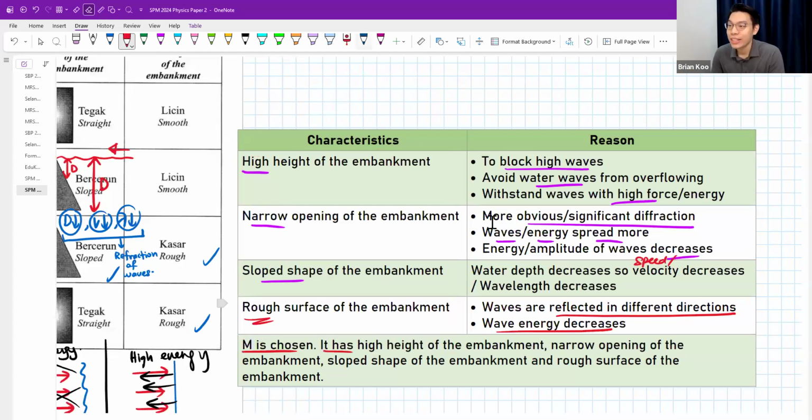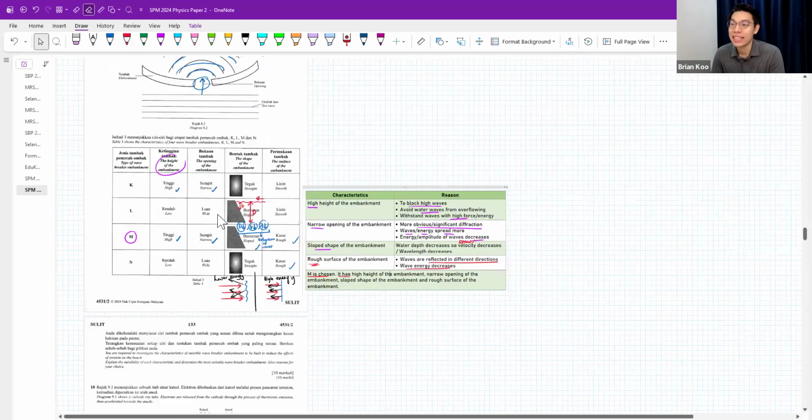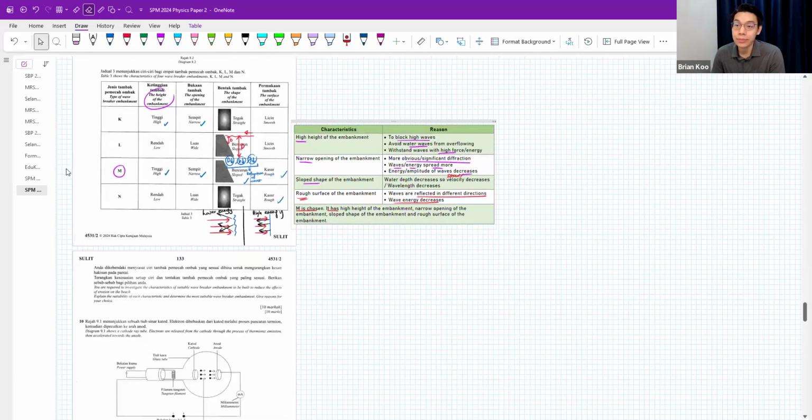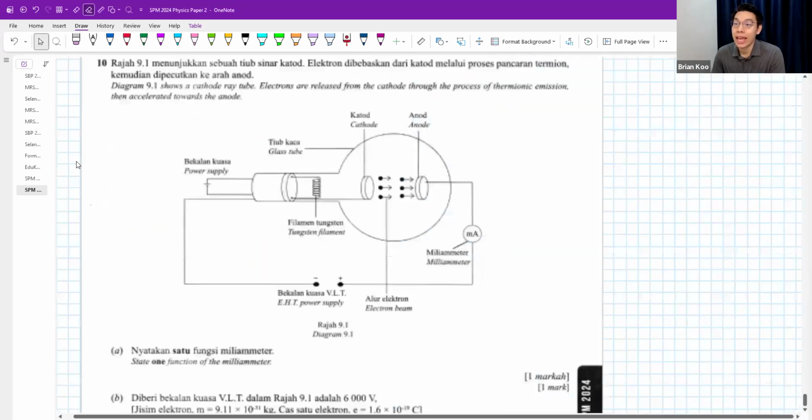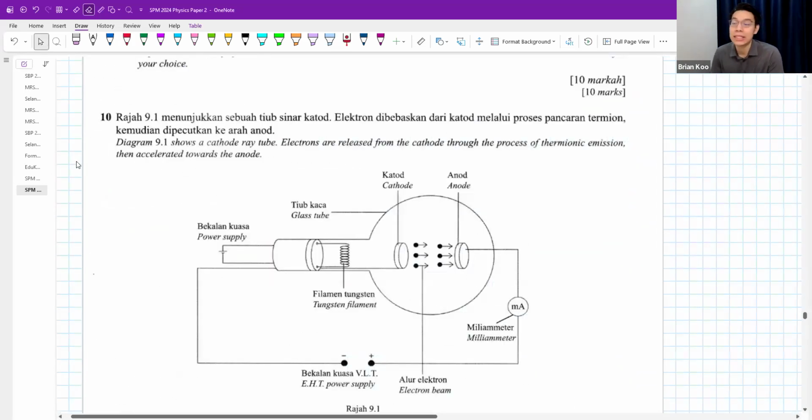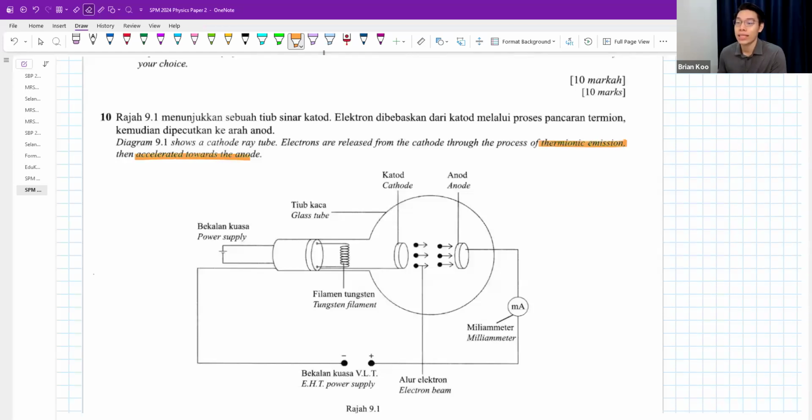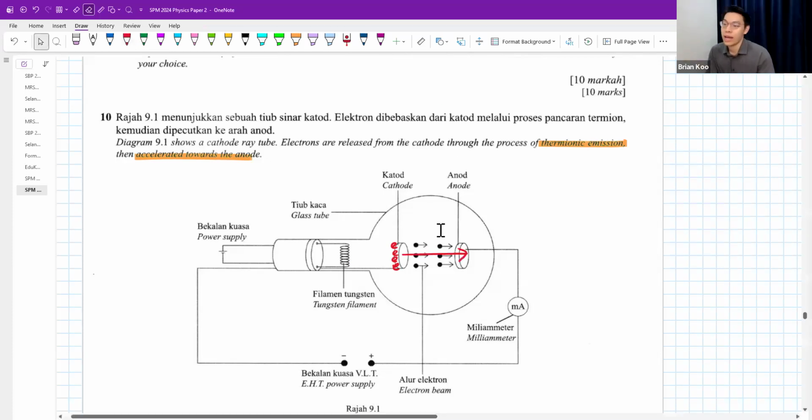Okay, so that is question number 9, the wave questions. Then question number 10, diagram 9.1 shows a cathode ray tube. This is the electronics chapter. Electrons are released from a cathode through the process of thermionic emission and then accelerated towards the anode. So the tungsten filament is going to heat the cathode. So the electrons are here actually. They'll stand by here. And then the anode is going to pull the electrons over. Okay, accelerate to the anode.